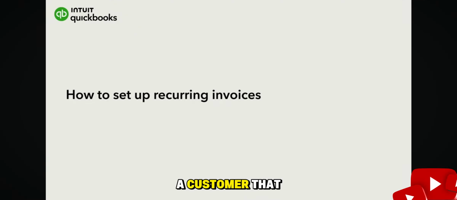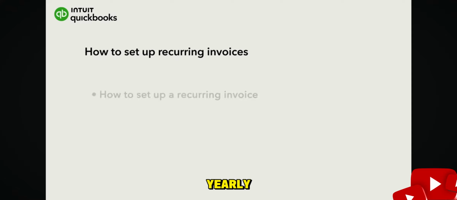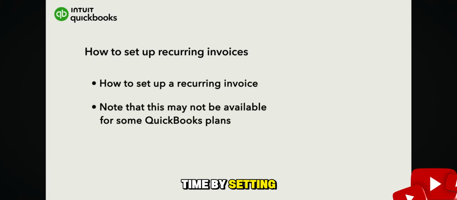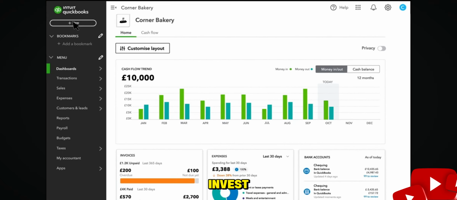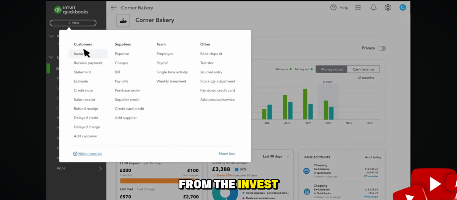If you have a customer that you need to invoice on a regular basis, daily, weekly, monthly, or yearly, you can save time by setting up a recurring invoice in QuickBooks. To start, go to the New and select Invoice. From the Invoice screen, choose Make Recurring.